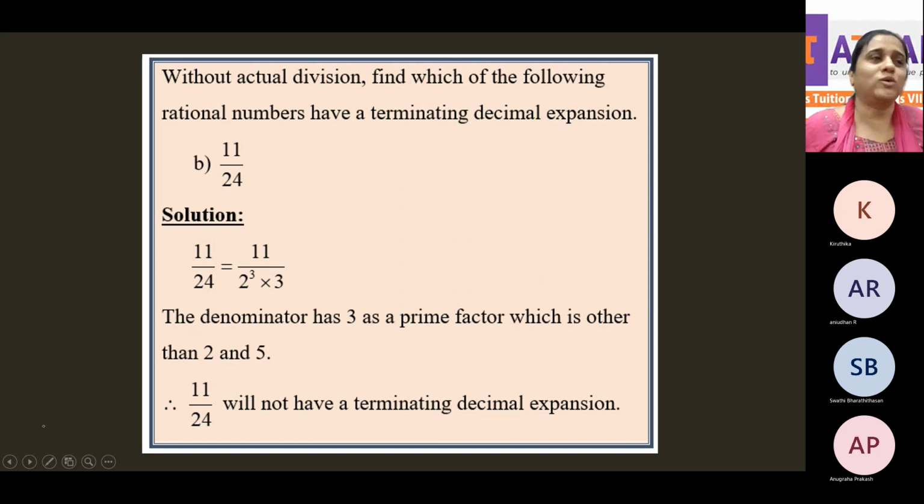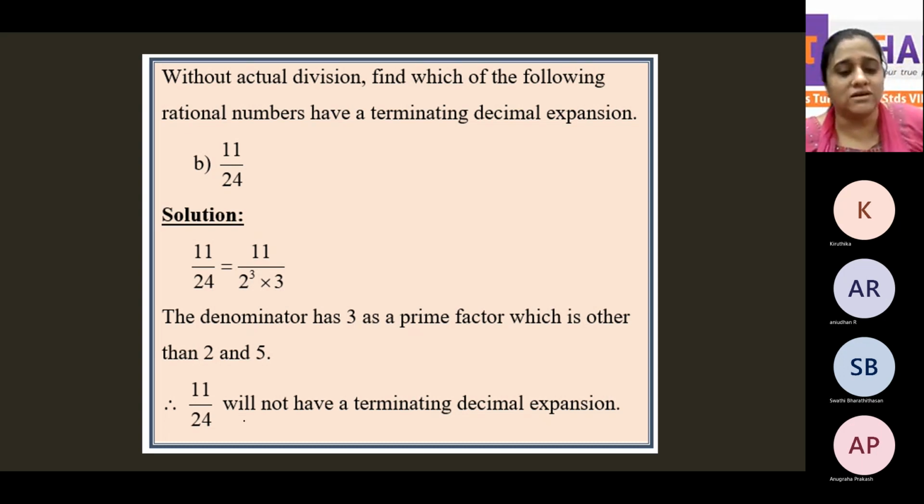Are you from Chennai? No. Seriously, if somebody asks you that question, are you from Chennai? No. Don't say I'm from Trichy. Did they ask you where you're from? Are you from Chennai? No, I'm not from Chennai. That's it. So does it have a terminating decimal expansion? No, it does not have.